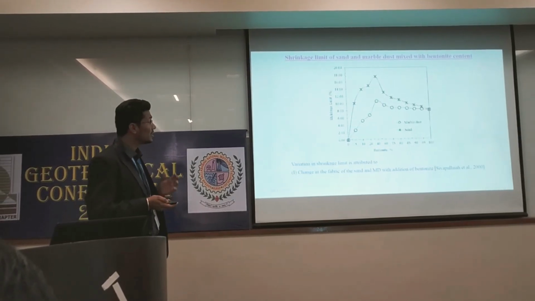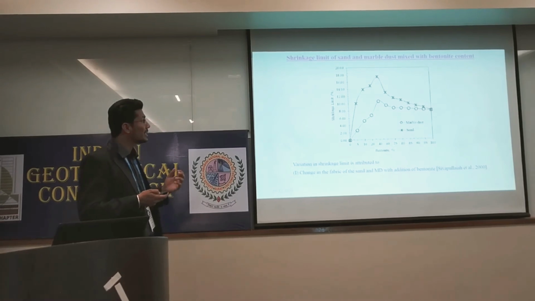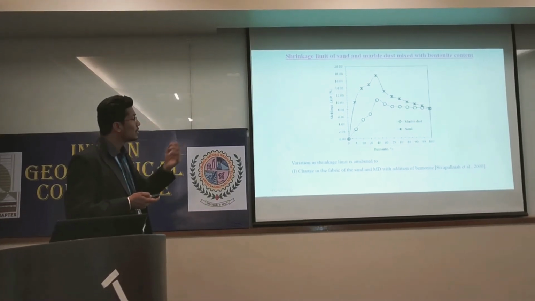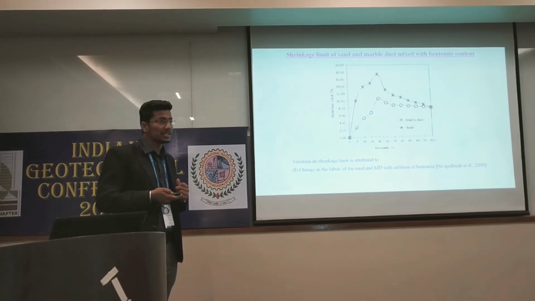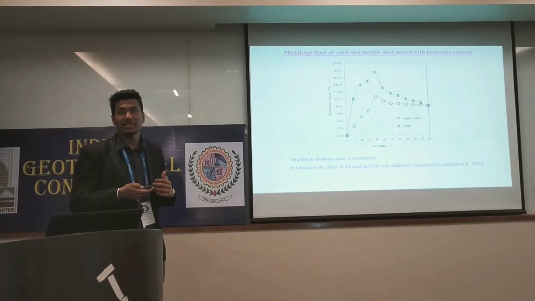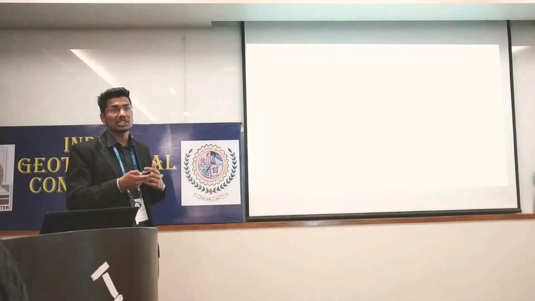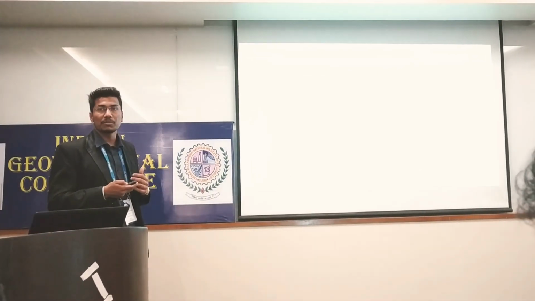This is the shrinkage limit. Basically, the addition of the bentonite initially increases the shrinkage limit. Further addition of the bentonite after 40%, it is in a downward trend. This is because of the change in the fabric of the soil or change in the structure shapes or structure size of the soil.